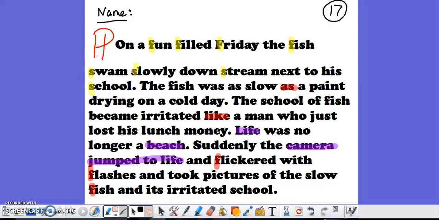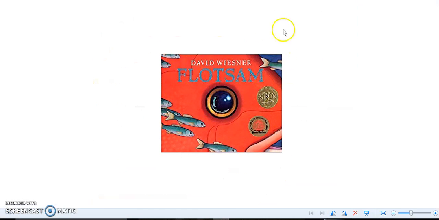The challenge now is to take whatever picture I give you from this wordless picture book, create the words to it using awesome alliteration, similes, metaphors, and personification.